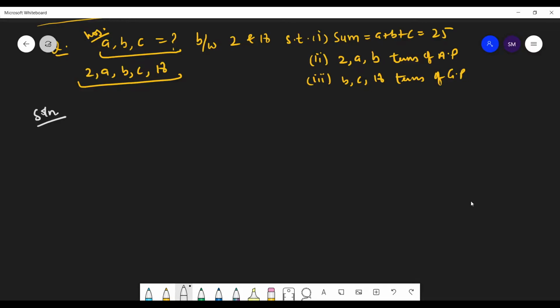Okay, students, so this was the question. You have three numbers A, B, C. You need to find their values such that they are between 2 and 18 and their sum is 25, and 2, A, B are in AP, and B, C, 18 are in GP.